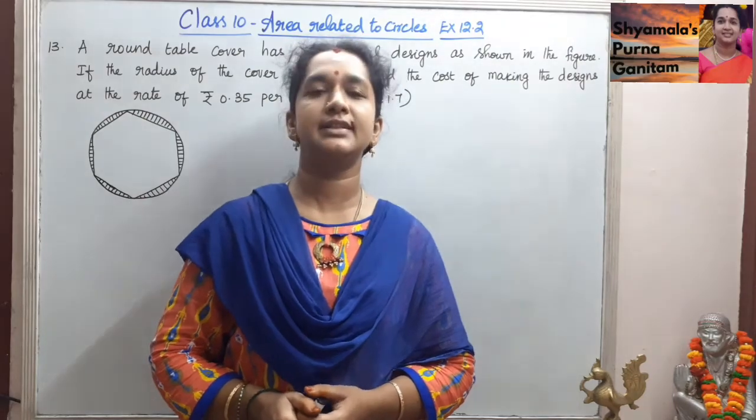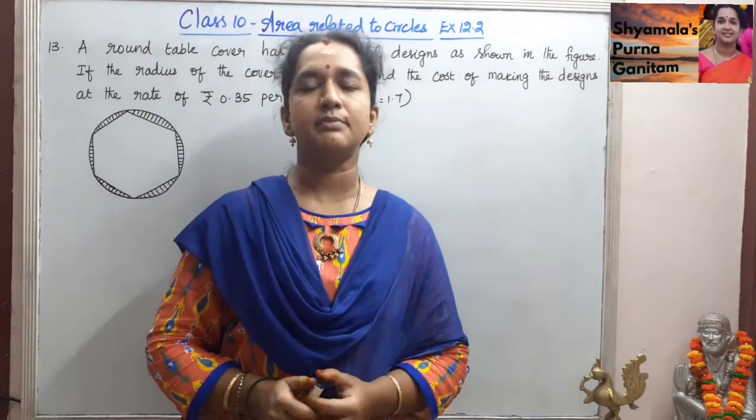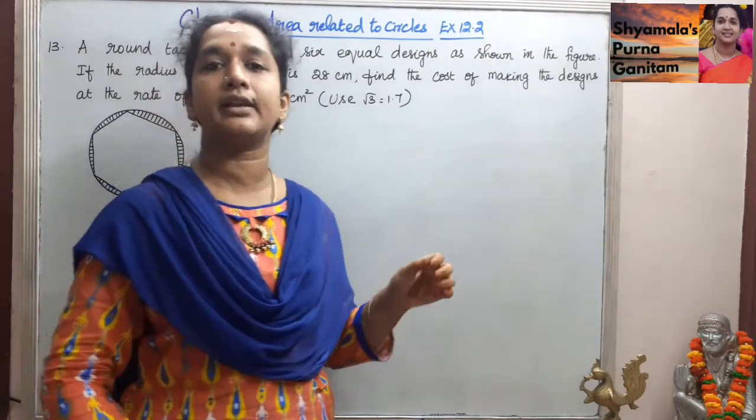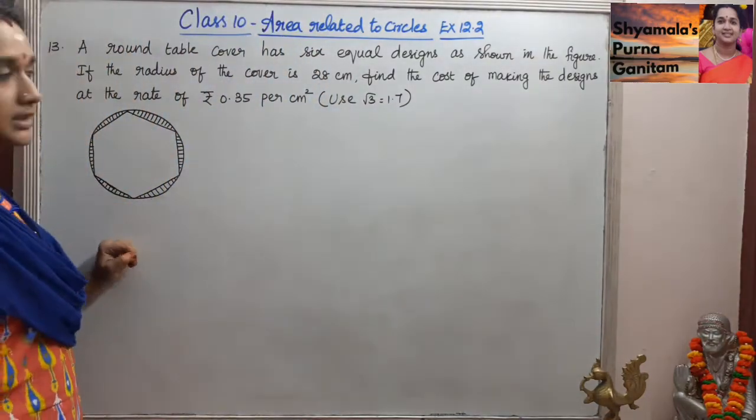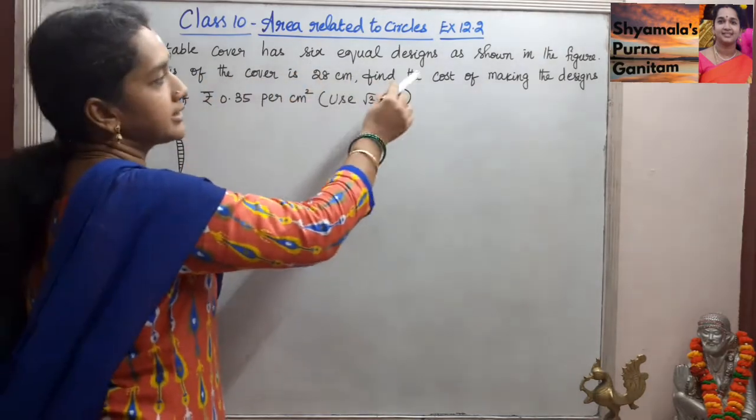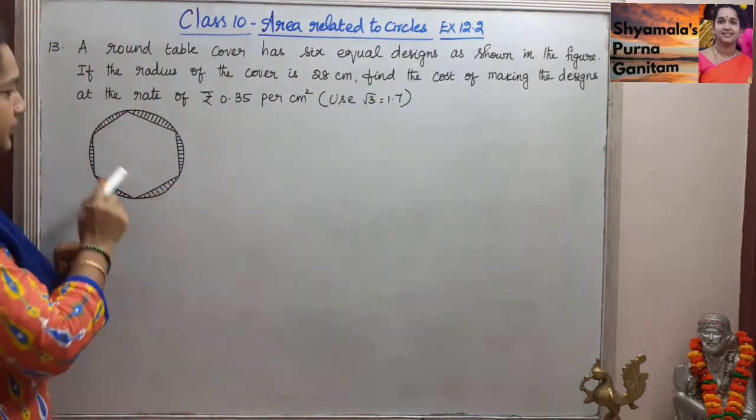Good morning students. In this class, I will be doing class 10 CBSE syllabus 12th chapter, area related to circles. Exercise 12.2, 13th sum. A round table cover has 6 equal designs as shown in the figure.